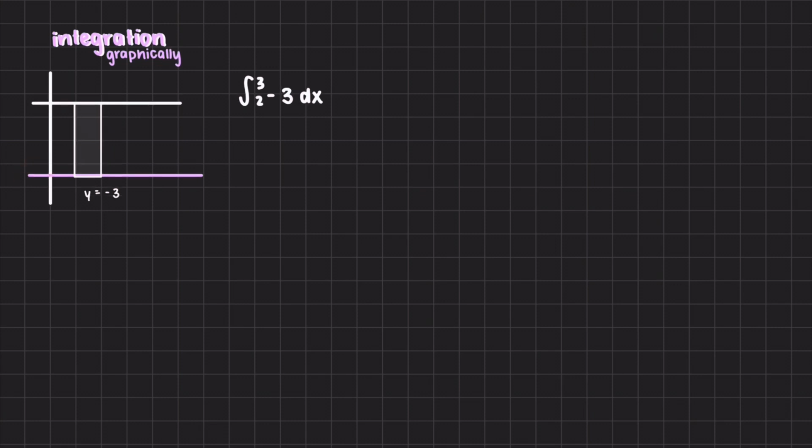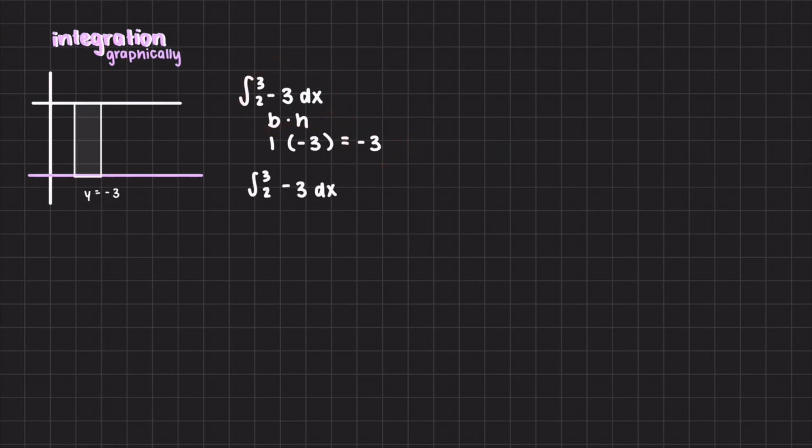So when we do base times height, the base is just 1, right? So the base is 1, but the height is negative because this is at -3 right here. So 1 times -3 is going to be equal to -3. So we would expect this integral to equal -3.